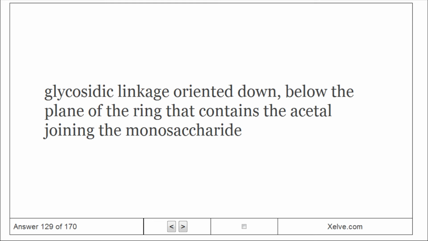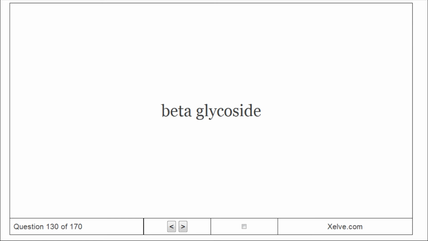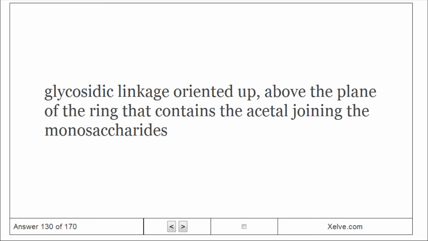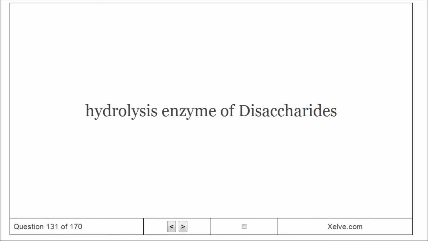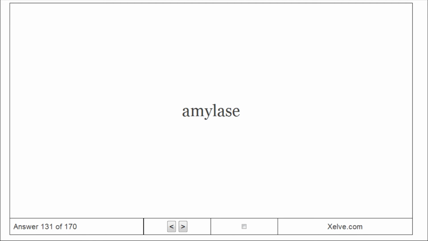Alpha glycoside: glycosidic linkage oriented down, below the plane of the ring that contains the acetal joining the monosaccharides. Beta glycoside: glycosidic linkage oriented up, above the plane of the ring that contains the acetal joining the monosaccharides. Hydrolysis enzyme of disaccharides: amylase.